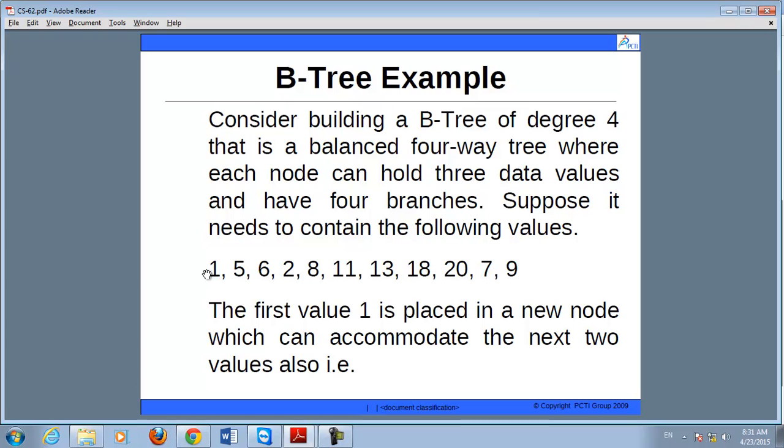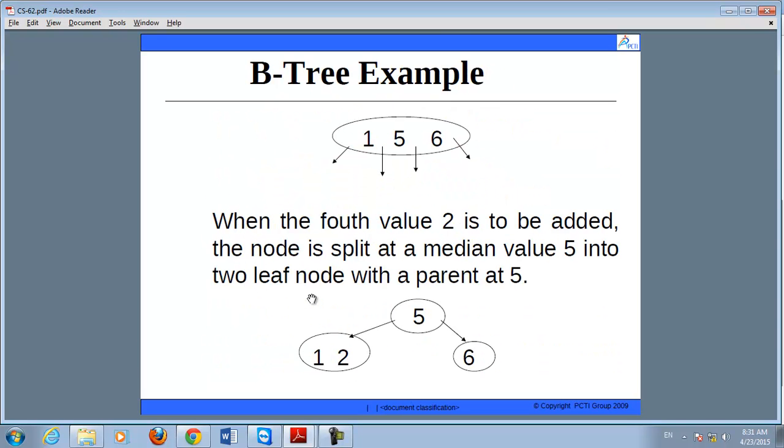The first value is 1. It is placed in the new node which can accommodate the next 2 values also. Next is 5 and next is 6. 5 is greater than 1. It means it comes on the right side of the 1. Again, you want to insert 6. Then 6 is also greater than 1. Then 6 will be inserted at the right side of 5.